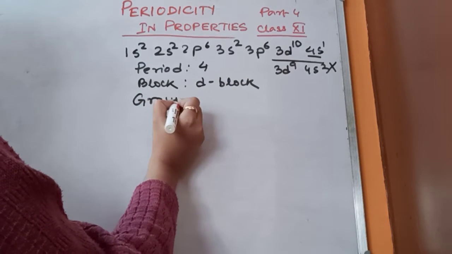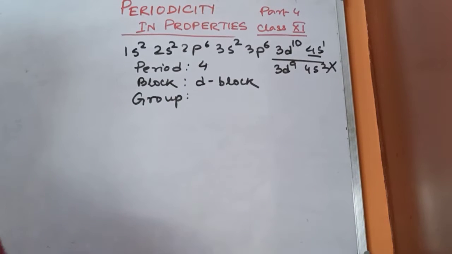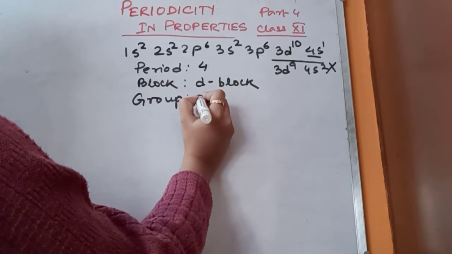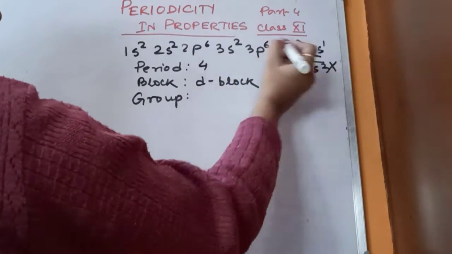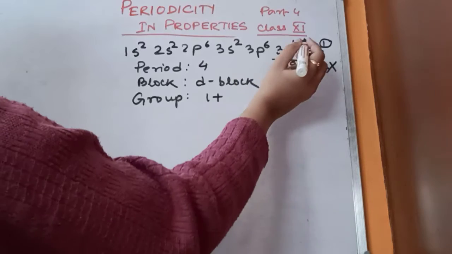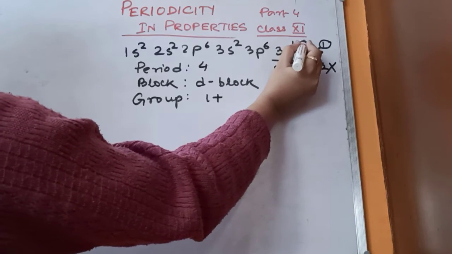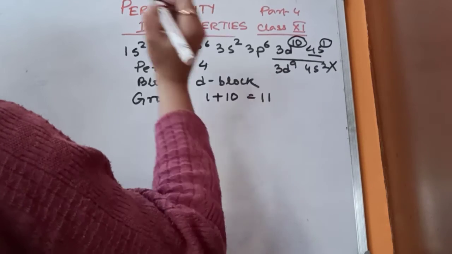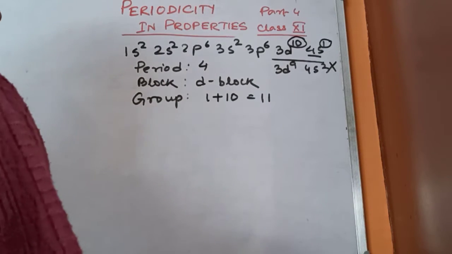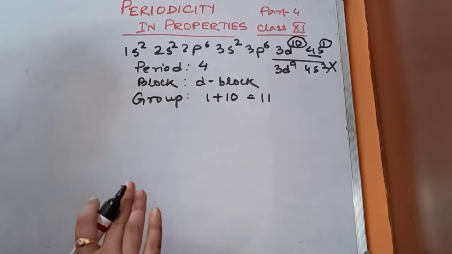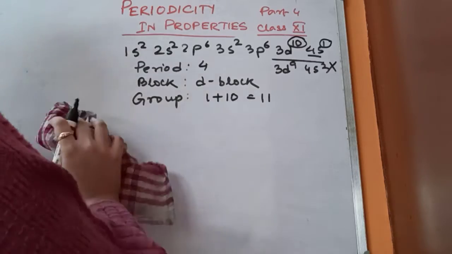And for the group for d block, it is the number of ns electrons, which is 1, plus the number of (n-1)d electrons, which is 10. So the group is group 11. Okay, so these are the different types of problems which can come in your exam.